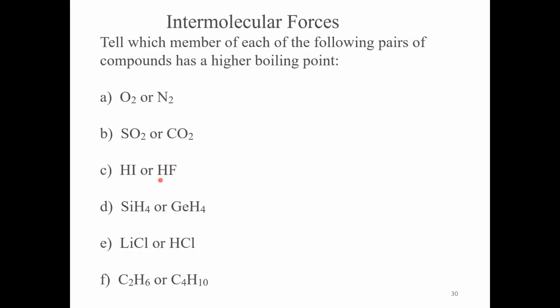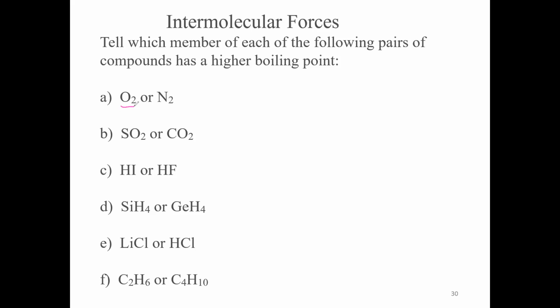So which of these is going to have a higher boiling point? So we want to think about what type of force we're going to have in each case. And for the first one, oxygen versus nitrogen, diatomic in each case. These are both, of course, going to be nonpolar. So we're only going to have that dispersion force. But that dispersion force is going to be a little bit larger in oxygen, just because it's a little bit larger atom. So we'll have a little bit more of that dispersion force occurring.